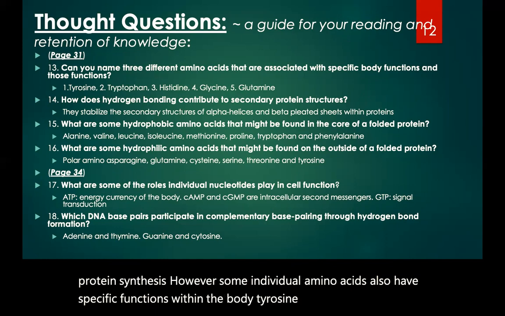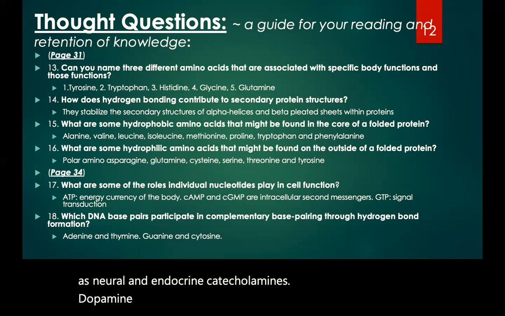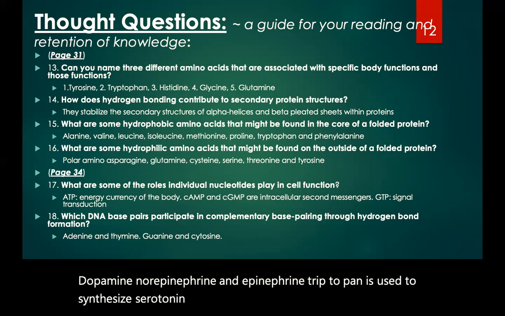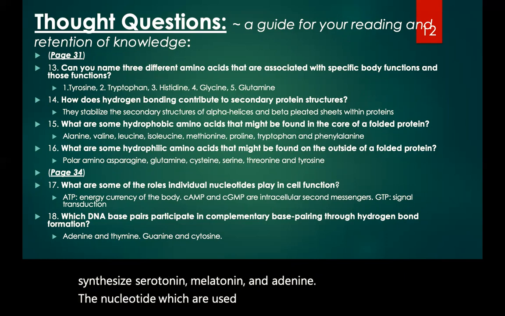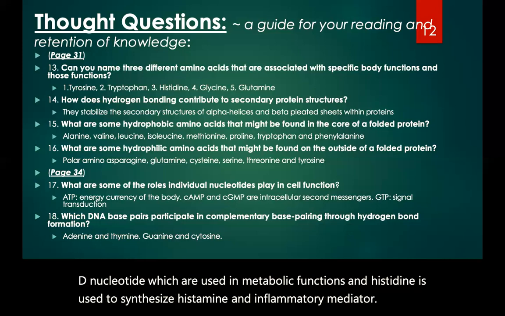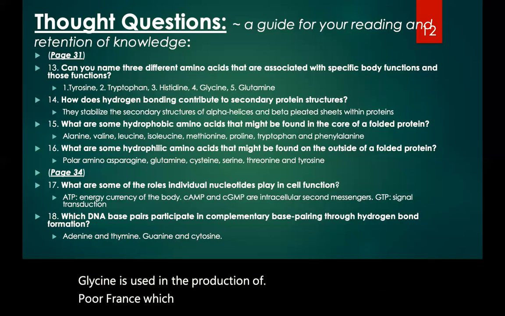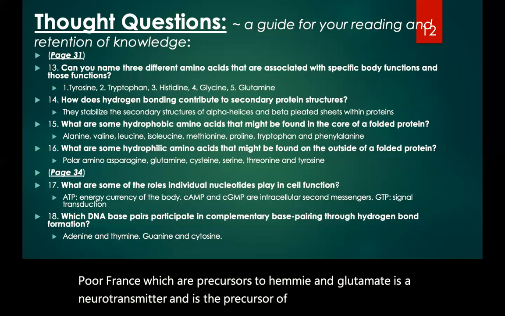Tyrosine, for instance, is used in the synthesis of thyroid hormones, as well as neural and endocrine catecholamines, like dopamine, norepinephrine, and epinephrine. Tryptophan is used to synthesize serotonin, melatonin, and nicotinamide adenine dinucleotide, which are used in metabolic functions. And histidine is used to synthesize histamine, an inflammatory mediator. Glycine is used in the production of porphyrins, which are precursors to heme. And glutamate is a neurotransmitter and is the precursor of GABA and another neurotransmitter.